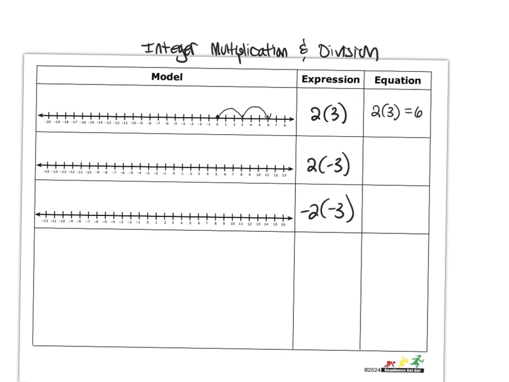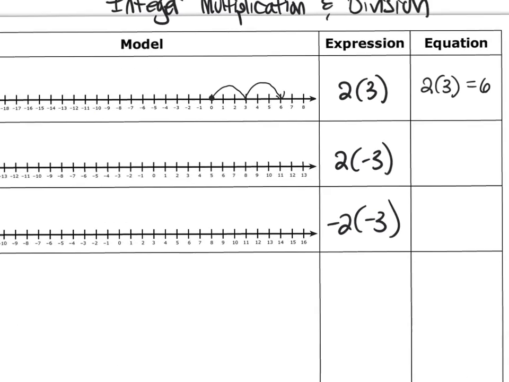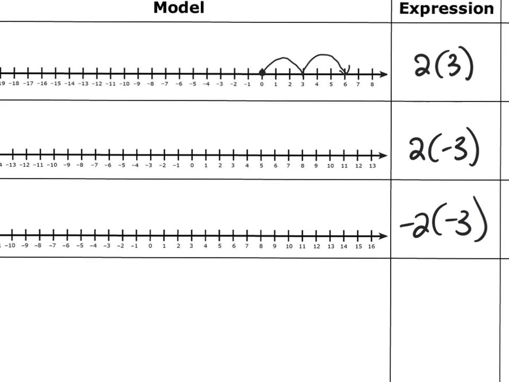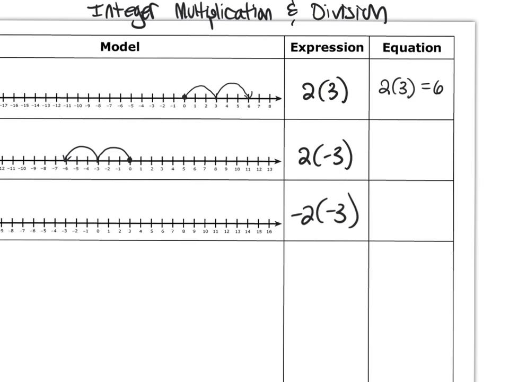But what if instead of having two groups of 3, I had two groups of -3? Well, that shouldn't really be any harder, right? I'm just going to be going the opposite direction, because instead of two groups of +3, I have two groups of -3. So here's one group of -3, and here's another group of -3. So two groups of -3. And that ends at -6. So two groups of -3 is equal to -6.